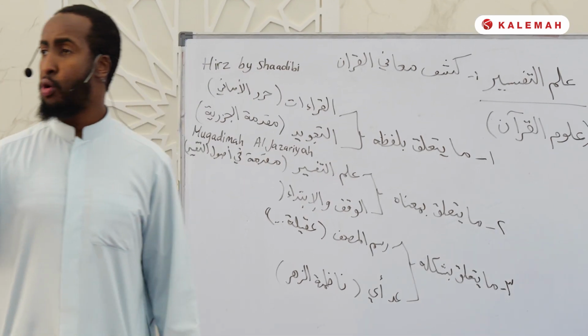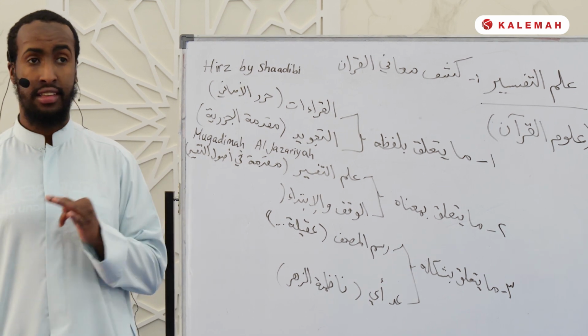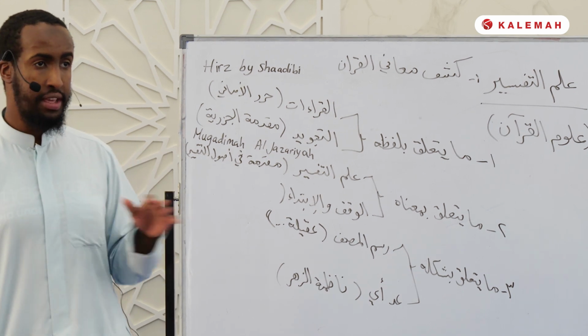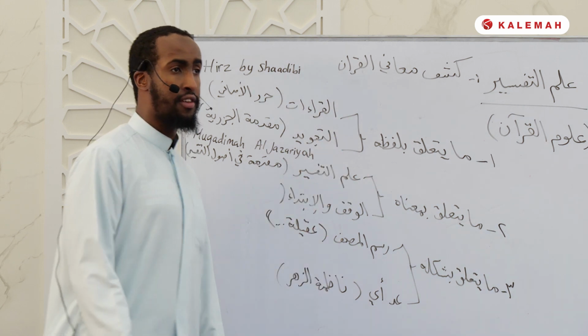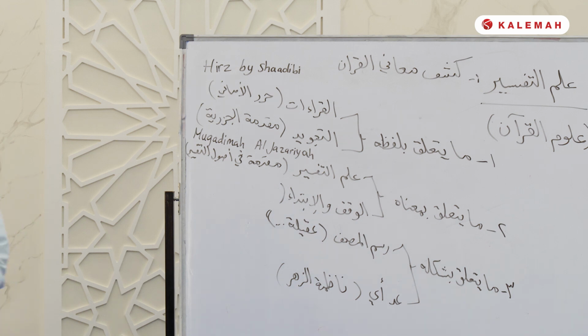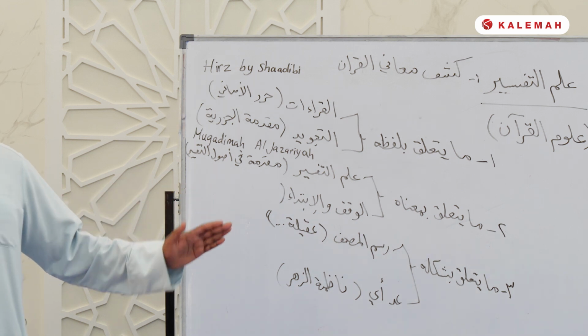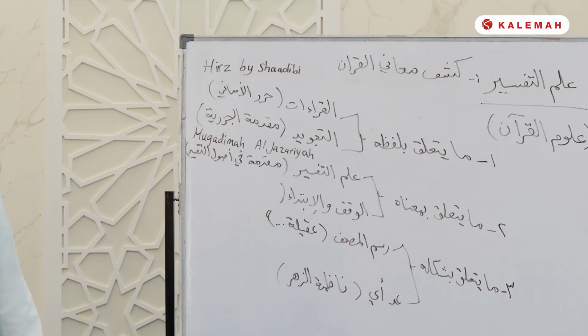How many points does the author rahimahullah discuss here? How many things does he discuss in the Kitab Nuqayah? 55. So 55. And how many chapterings did he make? He made 6 chapterings. What was the first chapter?